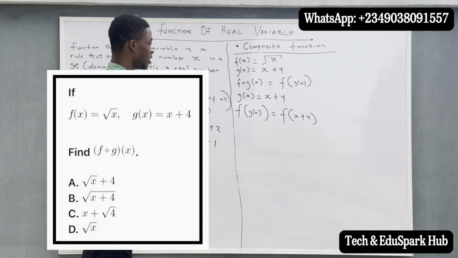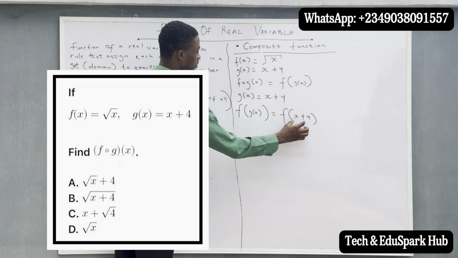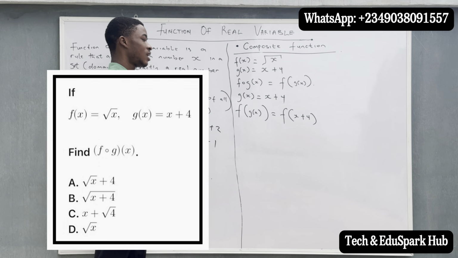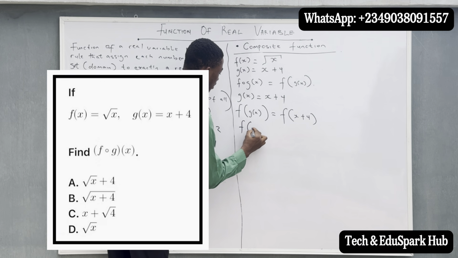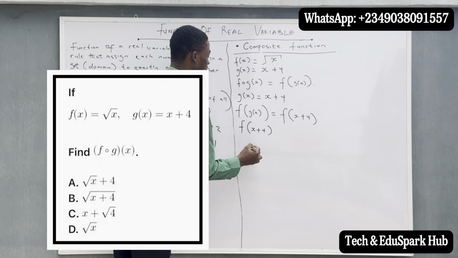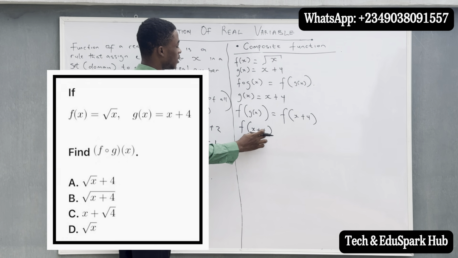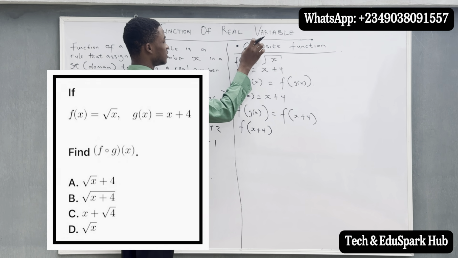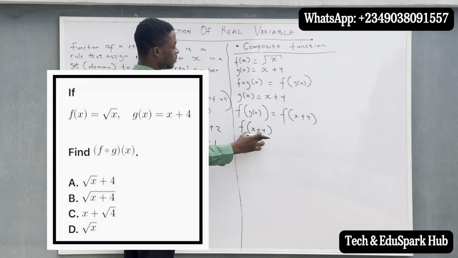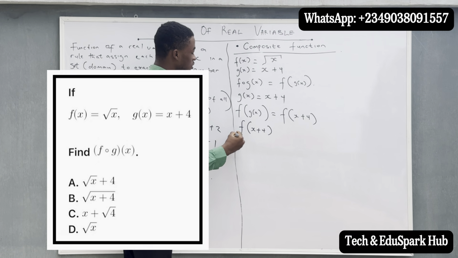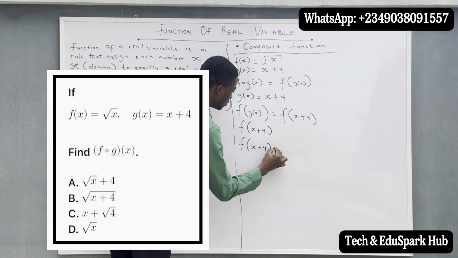So you can see what we have. This g of x is x plus 4, and that is why we have f of g of x to be equal to f of x plus 4. And now that we have gotten f of x plus 4, we can now calculate it, which is the same thing as f of g of x. So in order to calculate this, recall that this x plus 4 will stand for wherever we see x in this f of x. So whenever you see x in this f of x, you replace it with x plus 4.